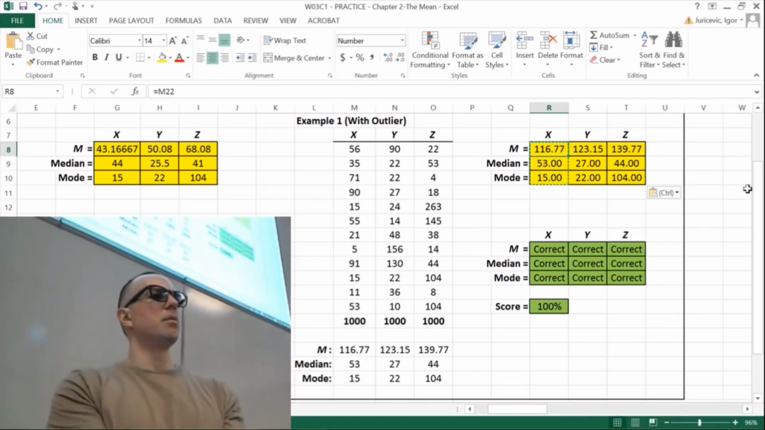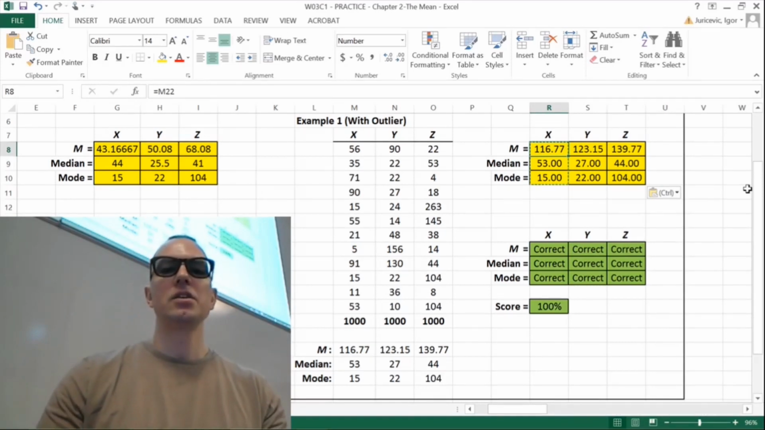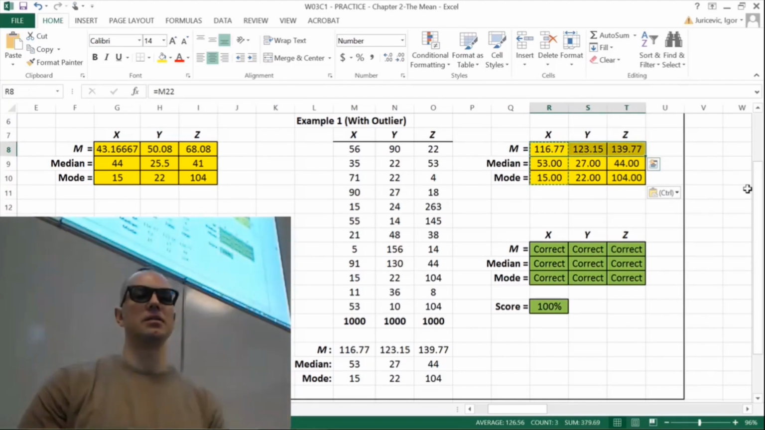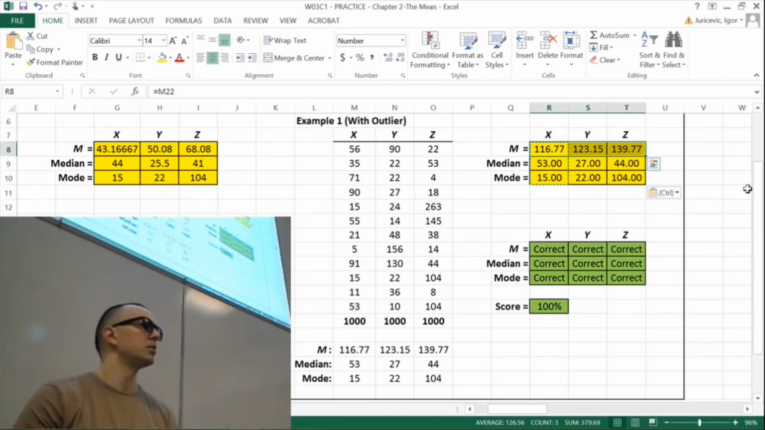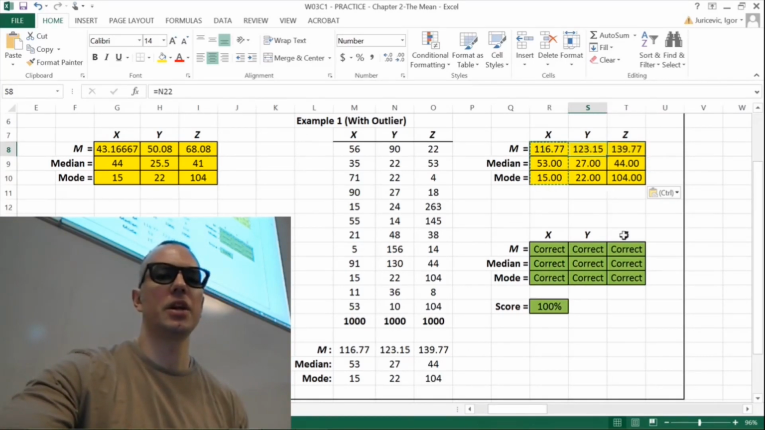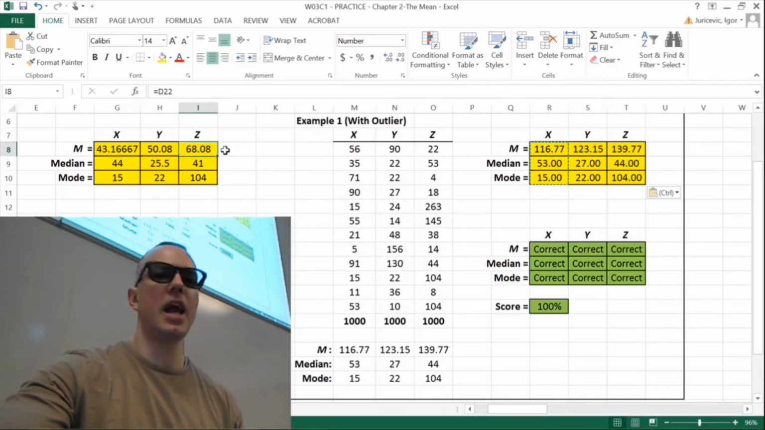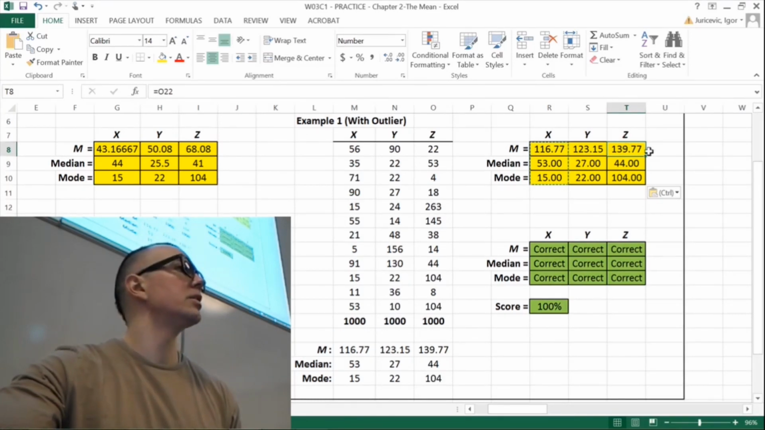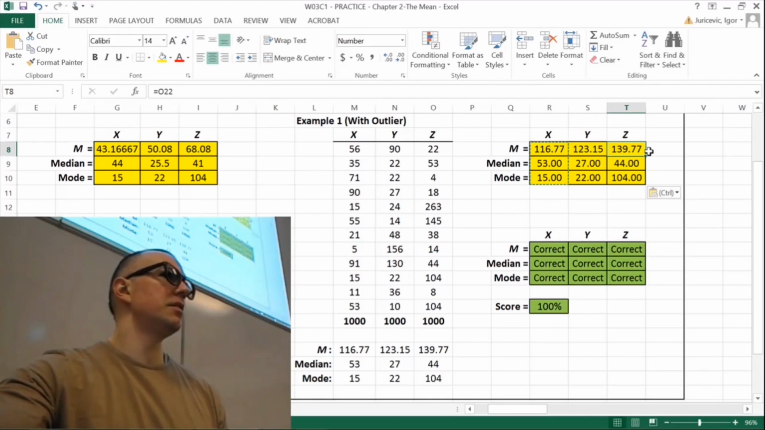All right, so before we go to the next example, I just want to show you what has happened to the mean, the median, and the mode now that we've included these outliers. First off, notice that the means have more than doubled in every single instance. The previous mean for the X scores was 43. Now, because of that one subject, it's 116. The previous mean for the Y scores was 50. Now it's 123. The previous mean for Z scores was 68. Now, because of that one subject that blew the roof off of all the scores, 139. So you can see just how sensitive the mean is to these outliers.